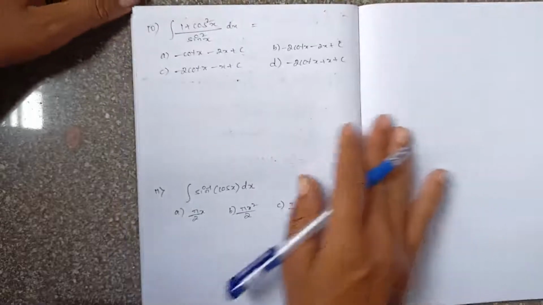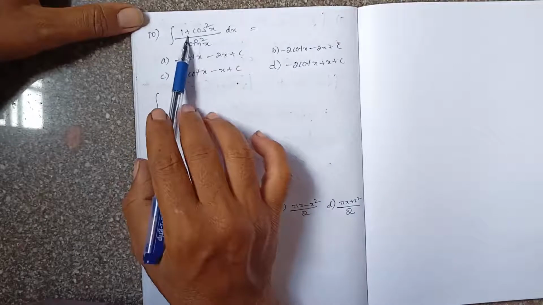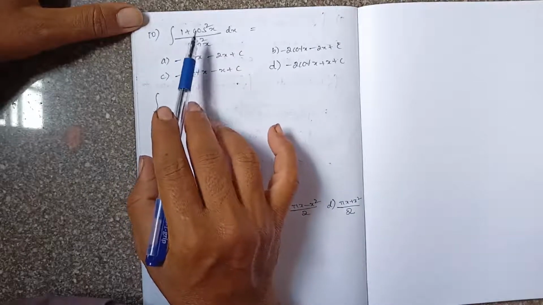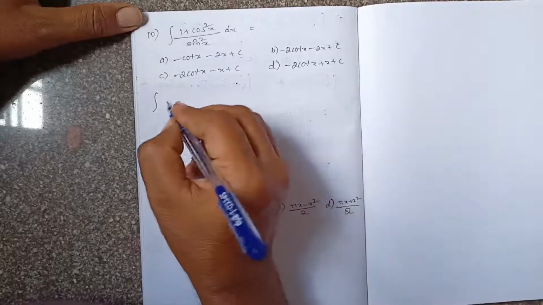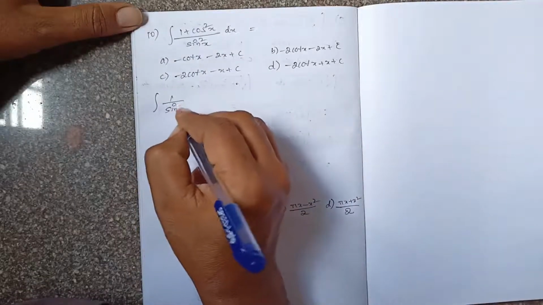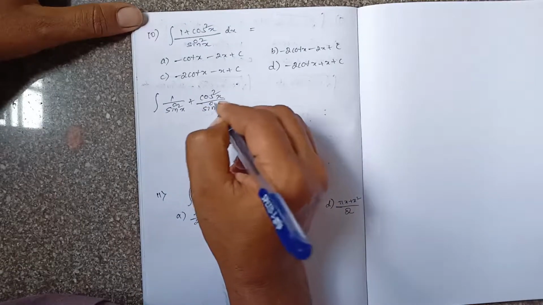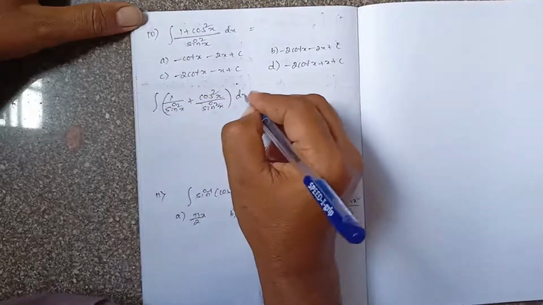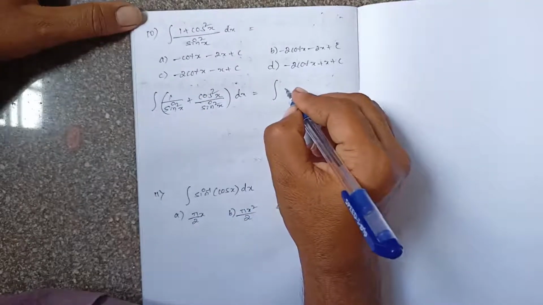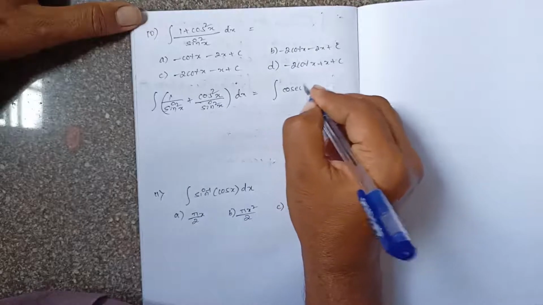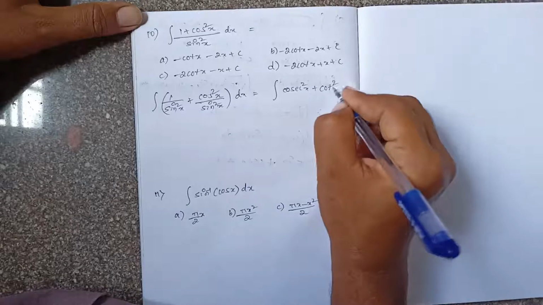Now answering question number 10. Integration of 1 plus cos square by sin square. Sin square will get divided into both the terms 1 and cos square x. I will write it as 1 by sin square x plus cos square x by sin square x, whole integral with respect to x. Now integral of 1 by sin square is nothing but cosecant square x, plus cos square x by sin square x is nothing but cot square x.